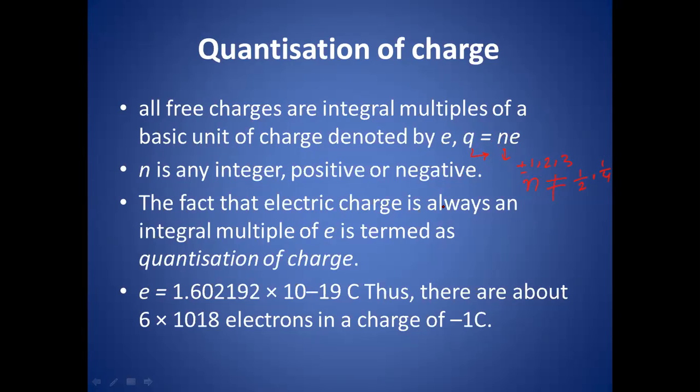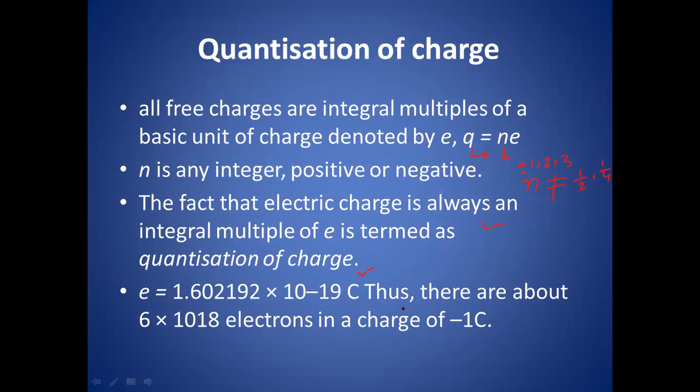The fact that electric charge is always an integral multiple of e is termed quantization of charge. Whenever we get a charge, it will be an integral multiple of e. It will not be a fractional multiple of e. The charge on an electron is 1.60219 times 10 to the power minus 19 coulomb. One electron has this much charge.